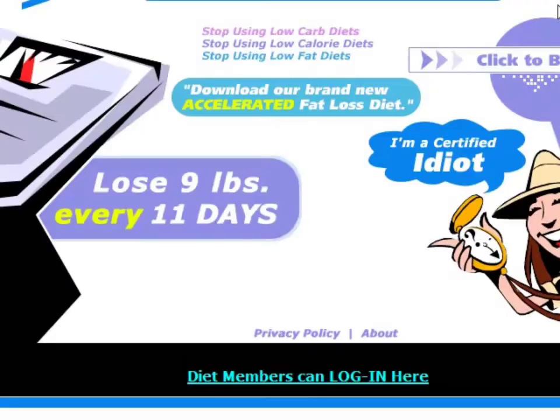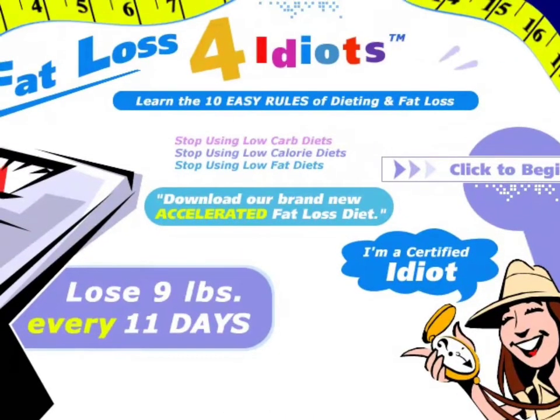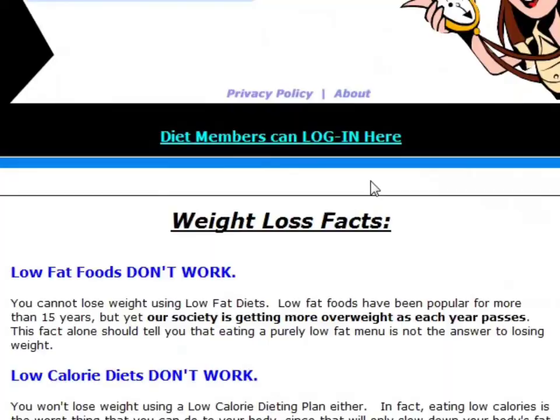The next thing I like to do is check out the sales page. So we see fat loss for idiots. Very good graphics here. Basically they're playing off of this whole kind of for dummies kind of books. So people are making that most emotional and mental association. They also see this person, hey, I'm a certified idiot, but yet I lost 9 pounds every 11 days. And right here above the fold they have a click to begin, learn the 10 easy rules. So that looks pretty good.